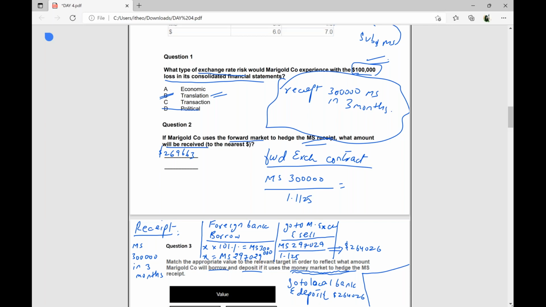Now, after 3 months, the foreign bank loan of 297,029 shillings will become 300,000 shillings after charging interest. Your receipt of 300,000 will come from abroad.